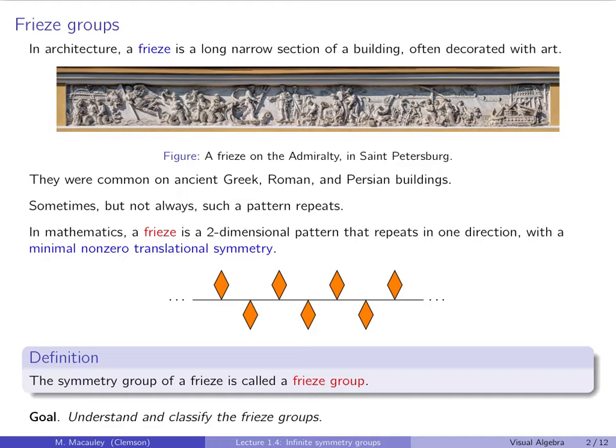The symmetry group of a frieze is called a frieze group. A goal of this lecture is to understand and classify the frieze groups. Then we'll take a look at the 2- and 3-dimensional versions of these. Those are wallpapers and crystals.